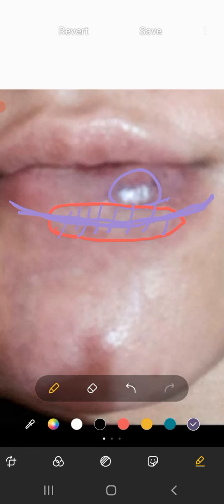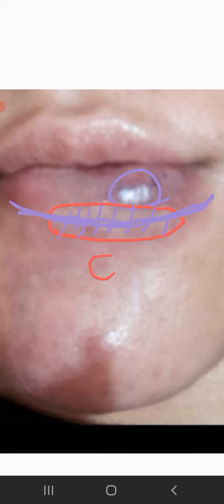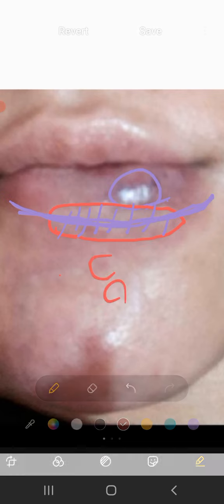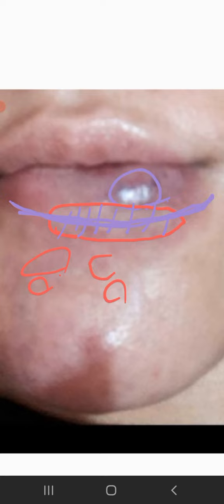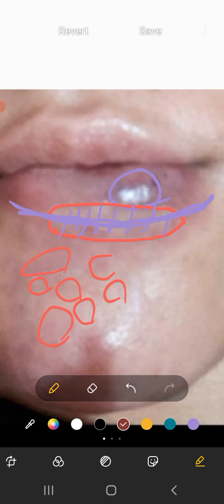But the third pattern I need to show to you is the mottling pattern. Under this pale area, this mottling pattern is the pink and white, pink and white, white, pink, just like clouds in the sky. We have mottling pattern.